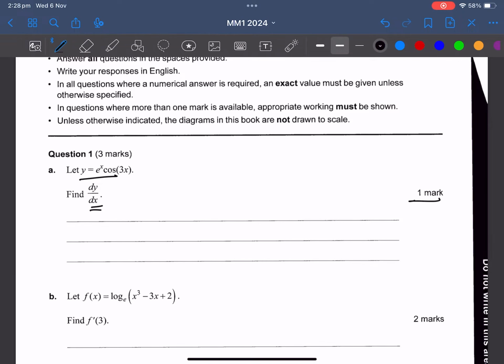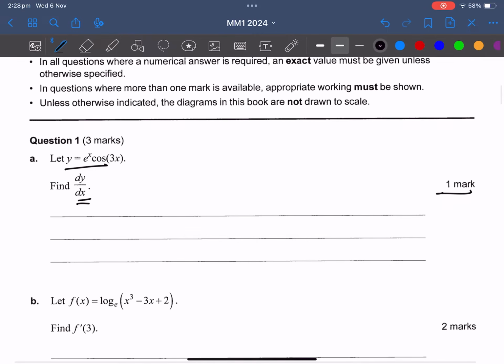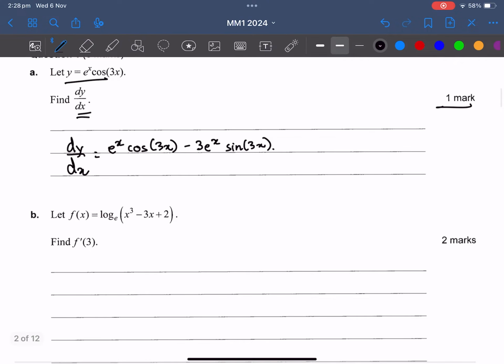It's a one marker, so we are not expected to show the working out, but rather the direct answer will do as well. So dy/dx, we just use simple product rule, so e^x cos 3x minus 3e^x sin 3x. Okay, that should be our answer.